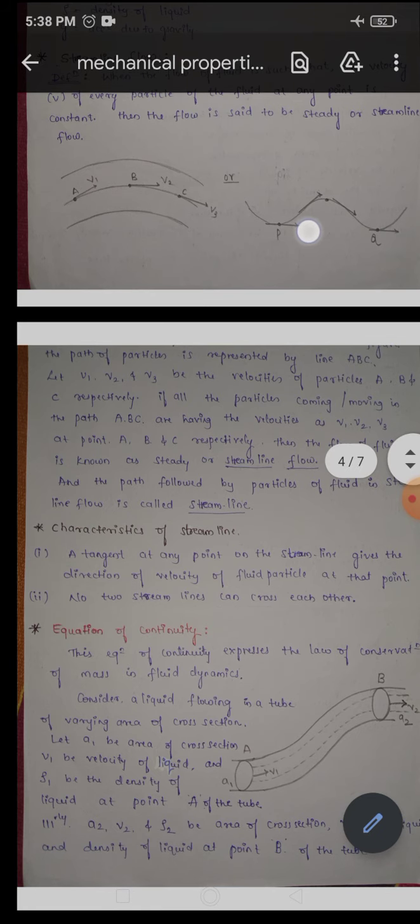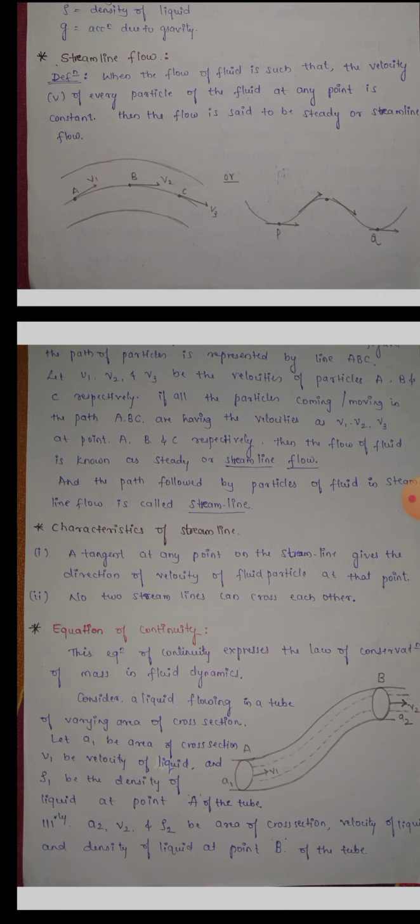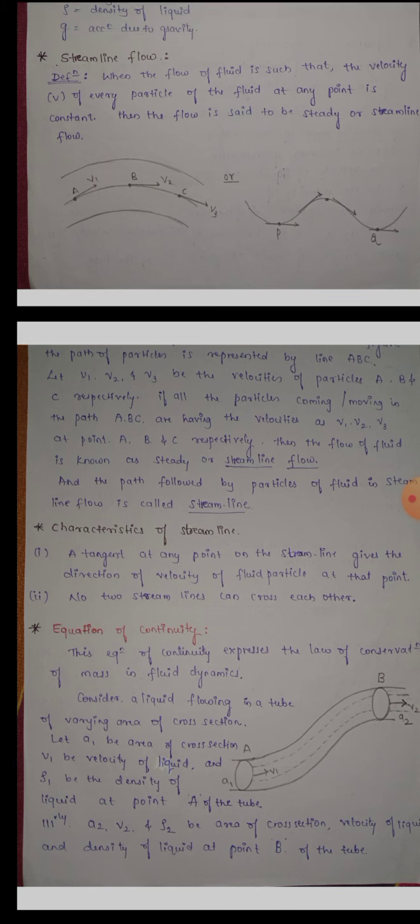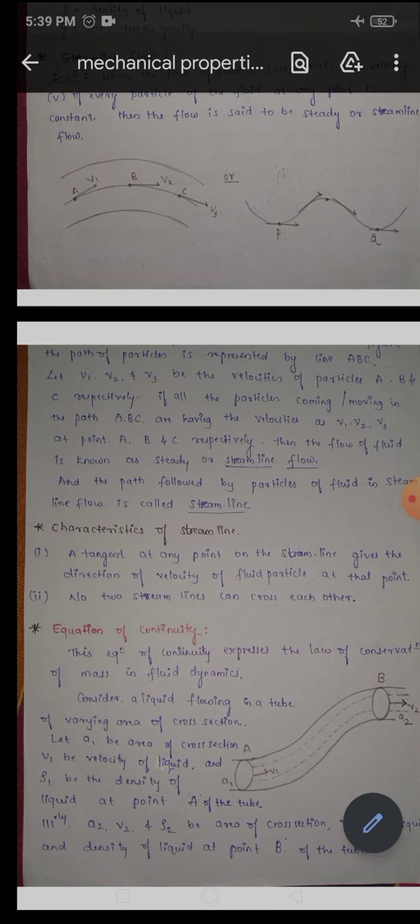See, this is giving the direction of velocity at that point, and this is also giving the direction of velocity of the particle at a particular point, and this is the direction of velocity at point Q. This is one of the characteristics of a streamline.